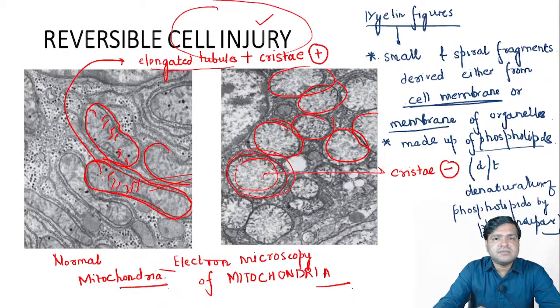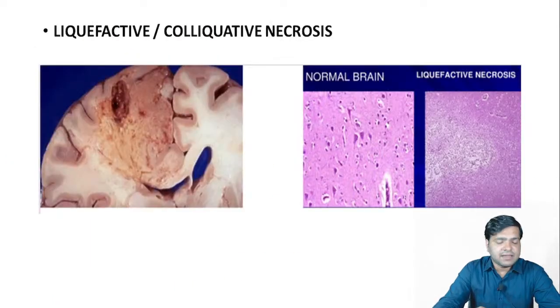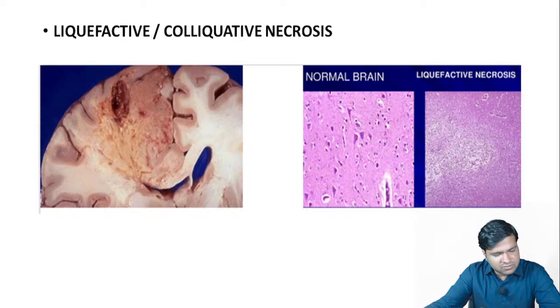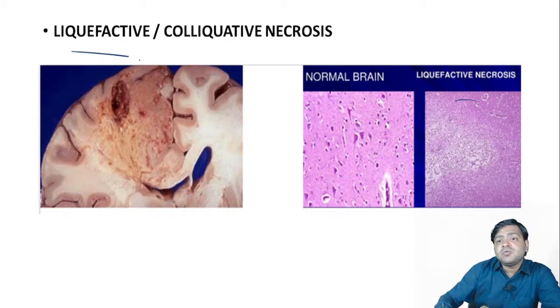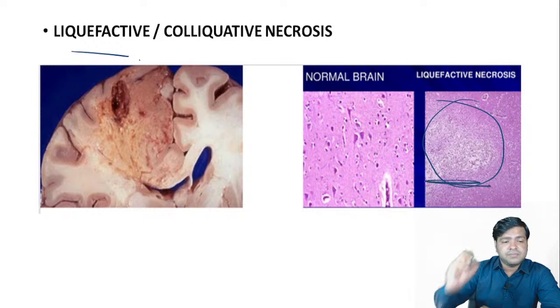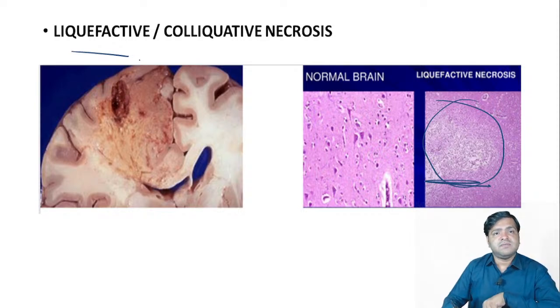We have discussed so many things today. Now, coming on to the next part, that is the liquefactive necrosis. So, what is the difference between the coagulative and liquefactive? In liquefactive, the tissue architecture is not preserved. Over there, the tissue architecture was preserved. Over here, there is no tissue architecture which is preserved.